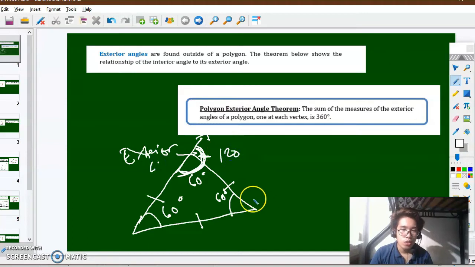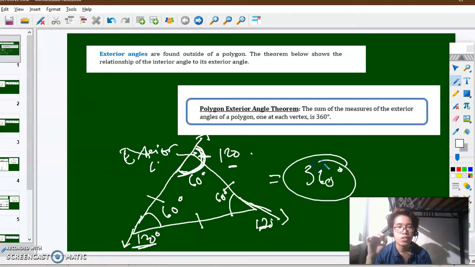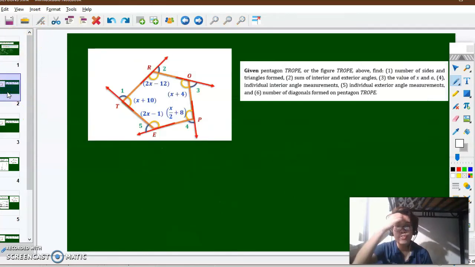If you create another exterior angle for this angle, that's also going to be 120 degrees, and also for this angle. If you draw there, that's also 120 degrees. If you add 120 degrees, 120 degrees, and 120 degrees, you have three exterior angles, so you get 360 degrees. That proves our theorem right there. So 360 degrees.